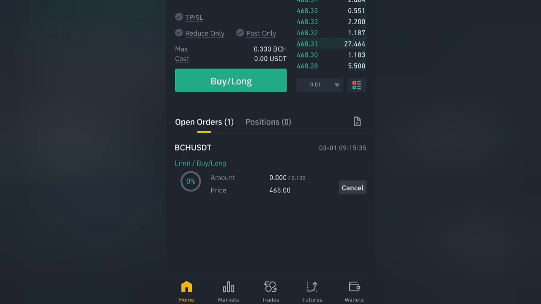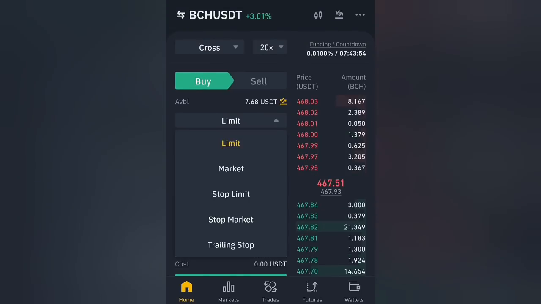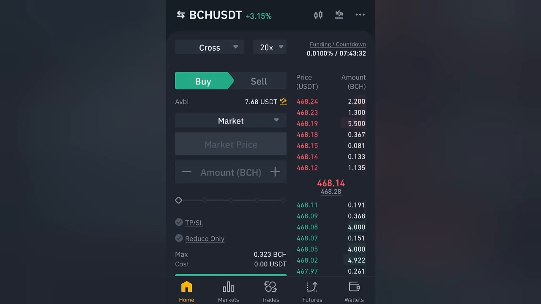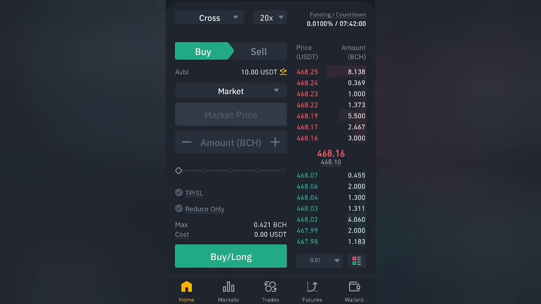Now the reason why it's like this is because I am on the limit tab. But if I click on market and I want to execute my trade instantly, I would have to click on market. As you can see, I cannot select the price at which I want to buy. It will just buy from the existing order book, select the best available offer and give it to me. Let me show you something now.